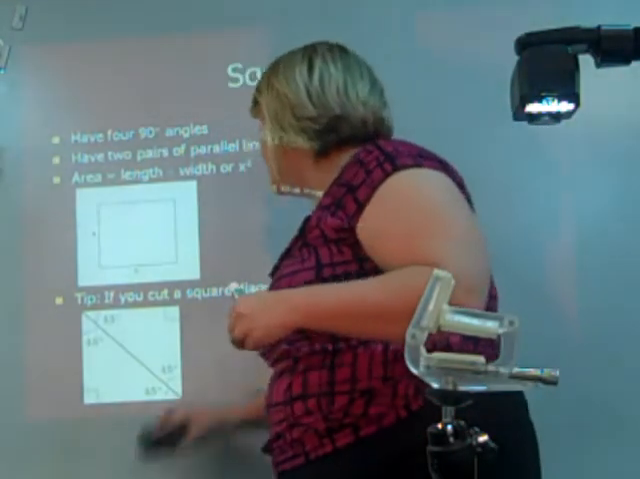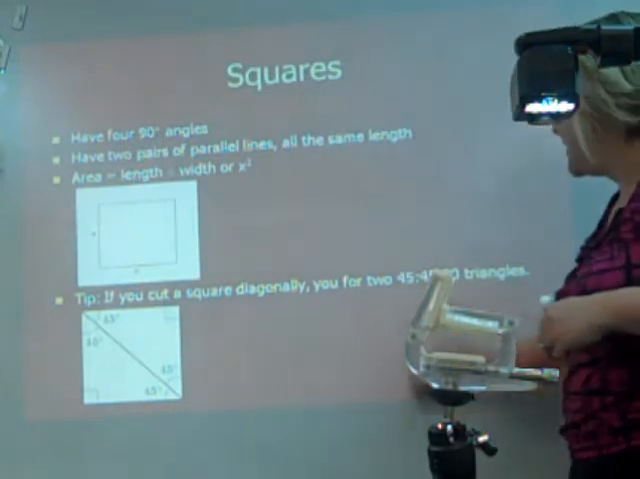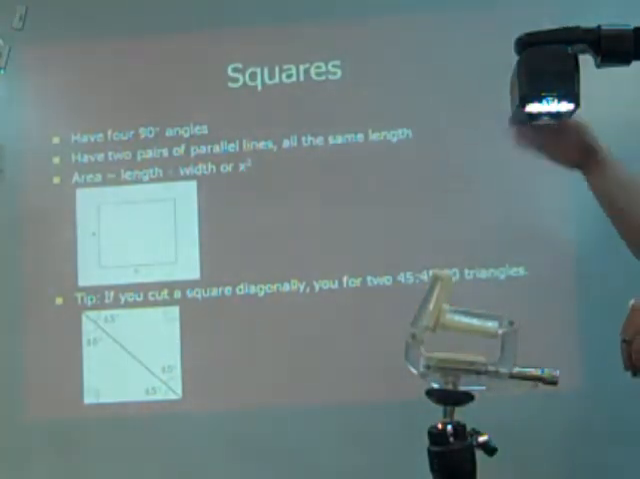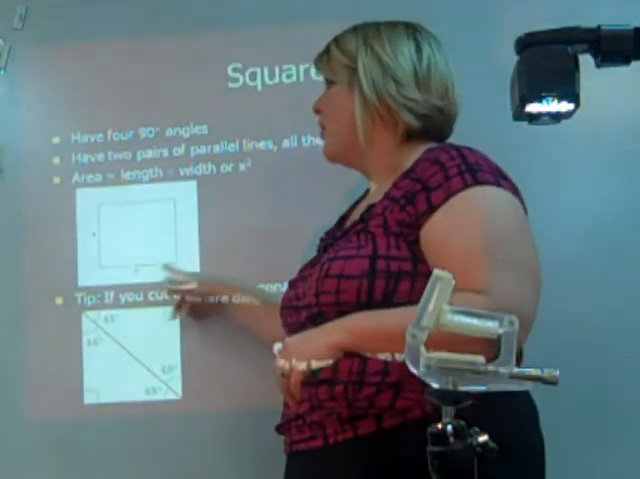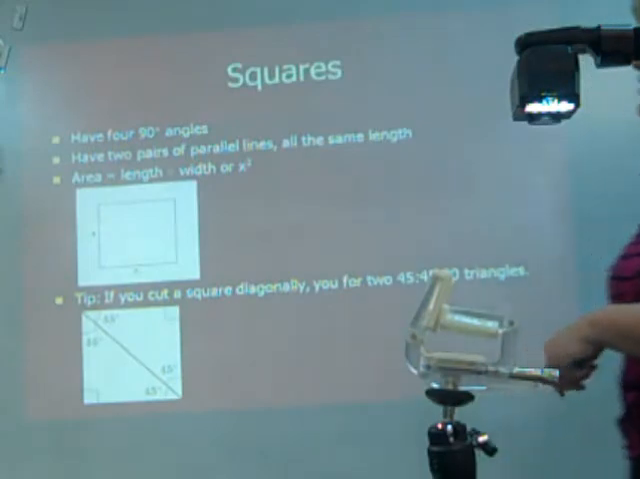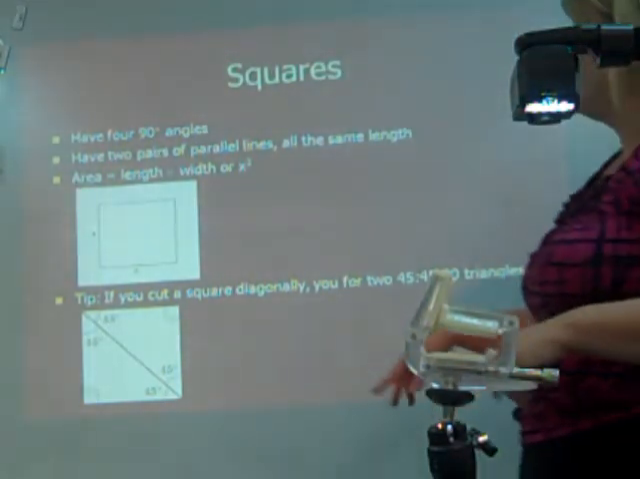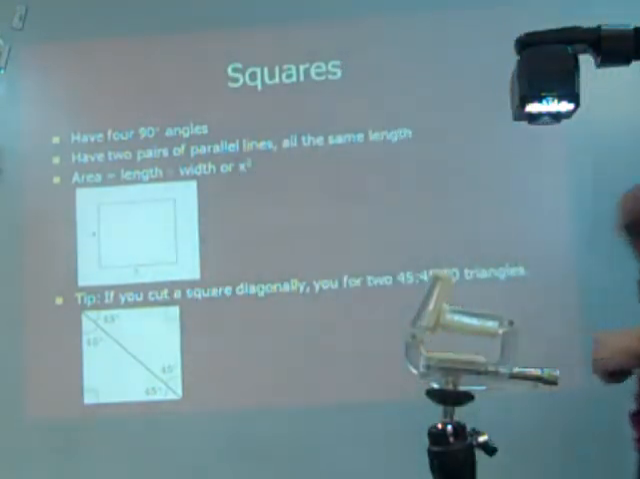And then getting even more specific, squares are a specific type of rectangle. They also have four right angles. They also have two pairs of parallel lines. But this time, those lines are all the same length. And so the area is still length times width or base times height. But because those two dimensions are both the same, you can just square one of them.